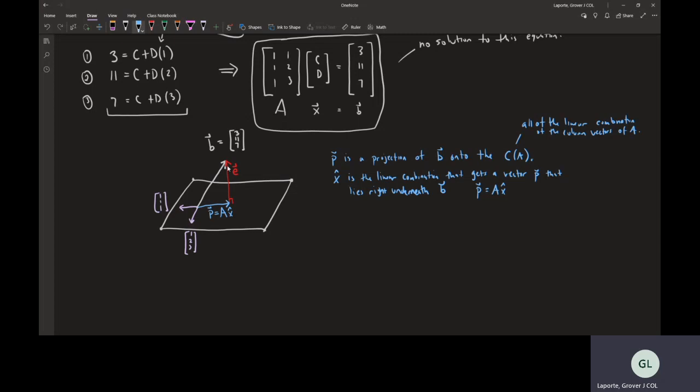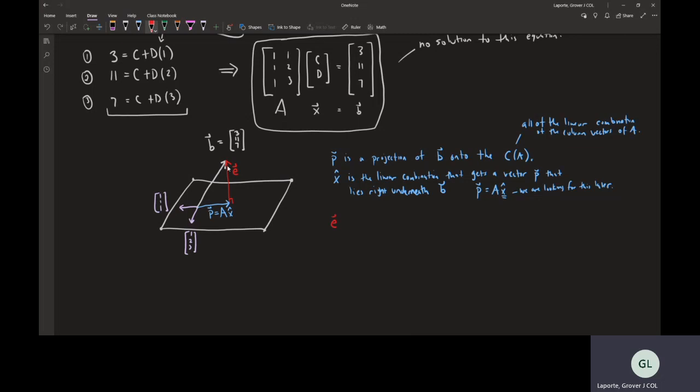We don't know what X hat is right currently, so I don't know what it is, but we're looking for it. So we are looking for this linear combination. We're looking for this later, after we do a little bit more. All right, so let's turn to our vector E.